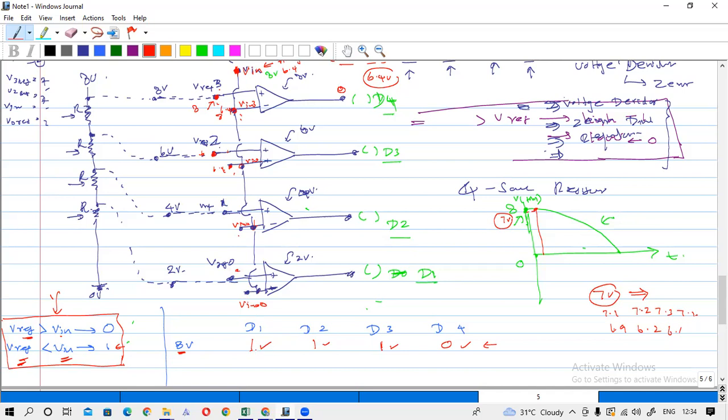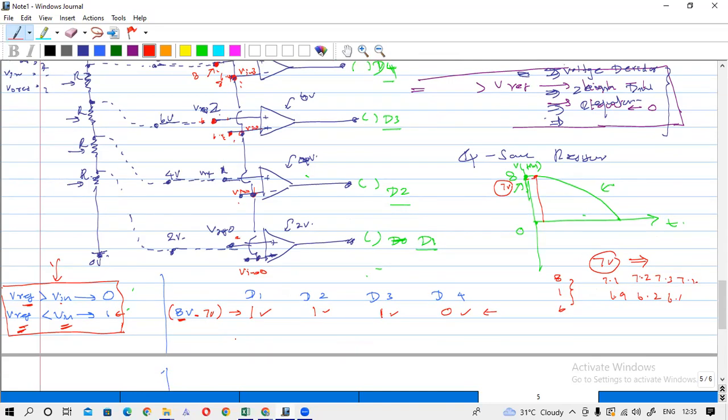So that means from 8 up to 6, you will get this pattern. So that means 0 to 7 volt, you will get this pattern. No change. Okay, correct? Are you okay with that? Or if you have any problem, please ask.